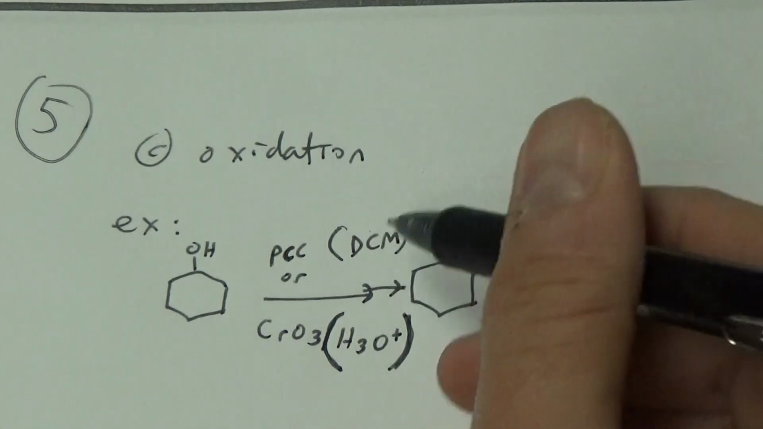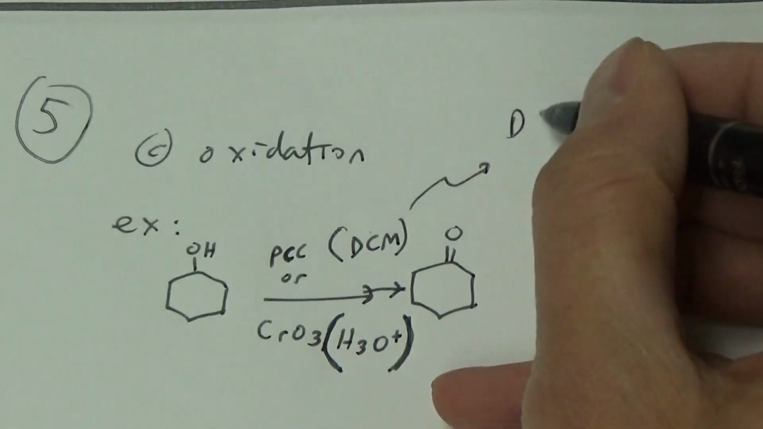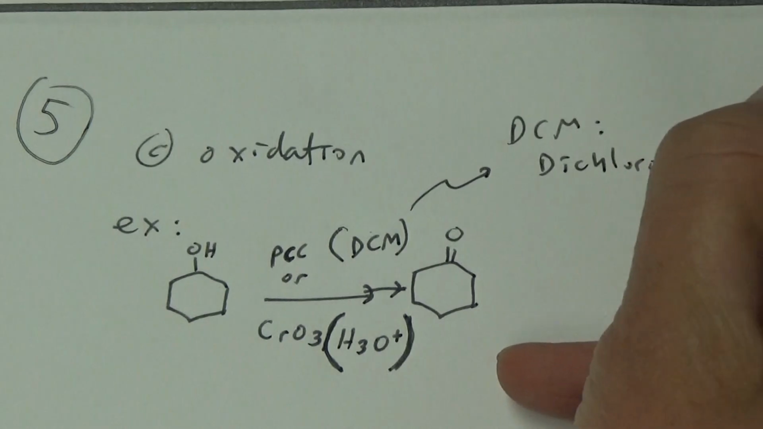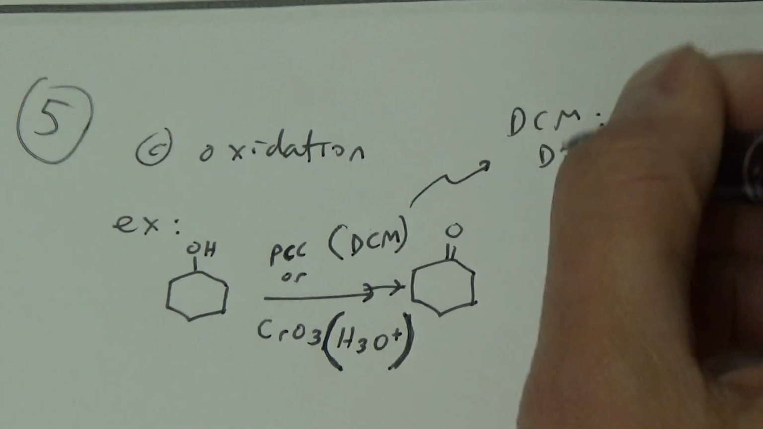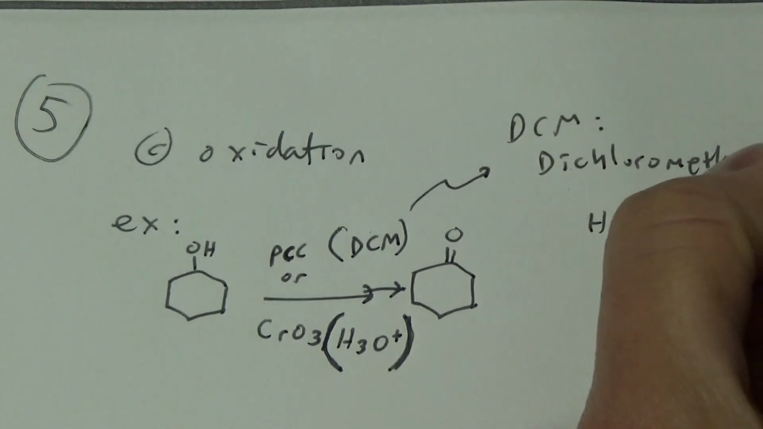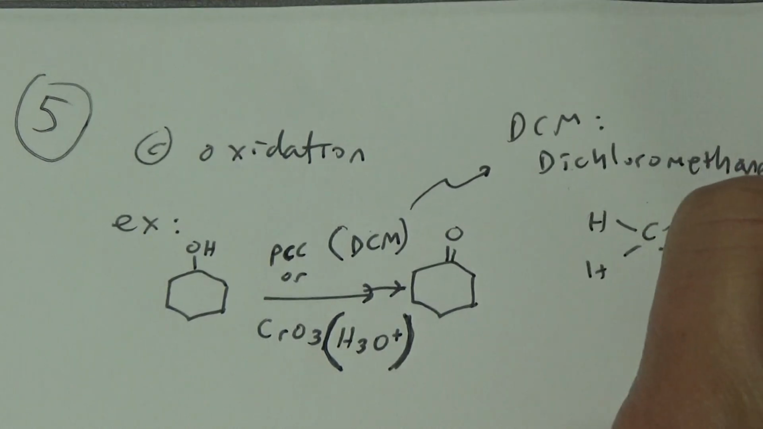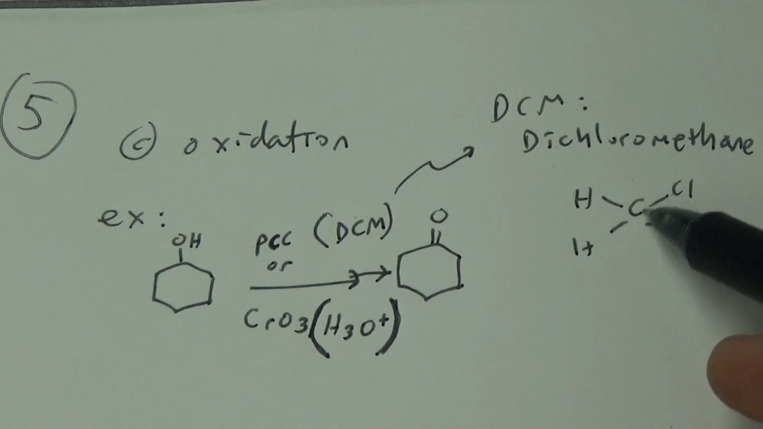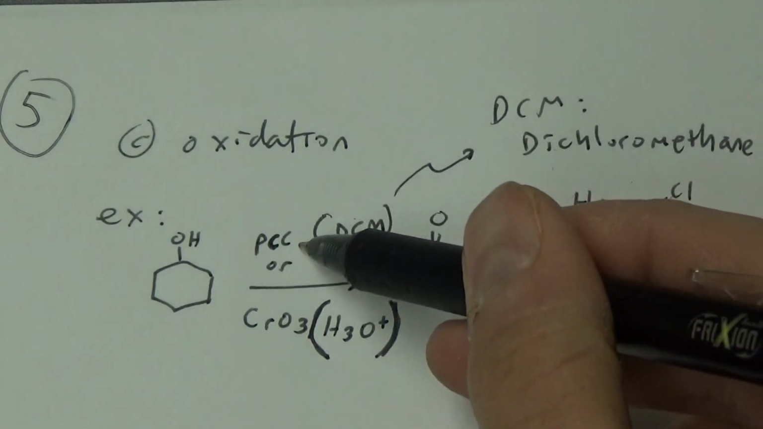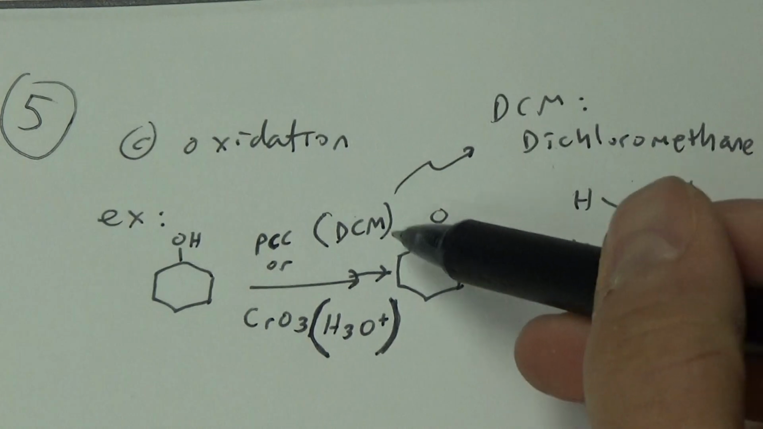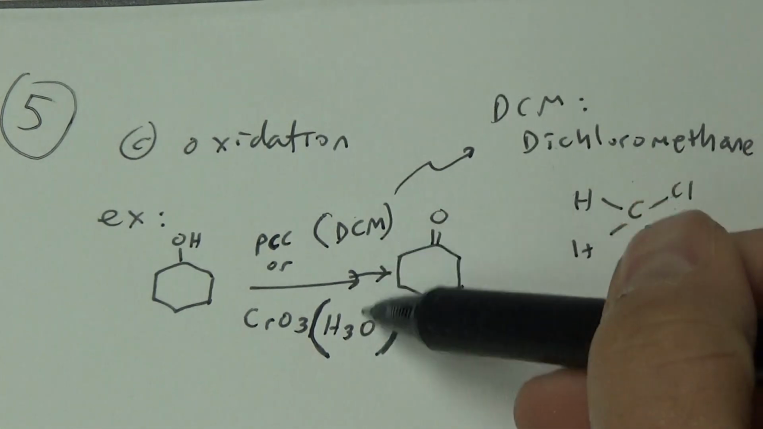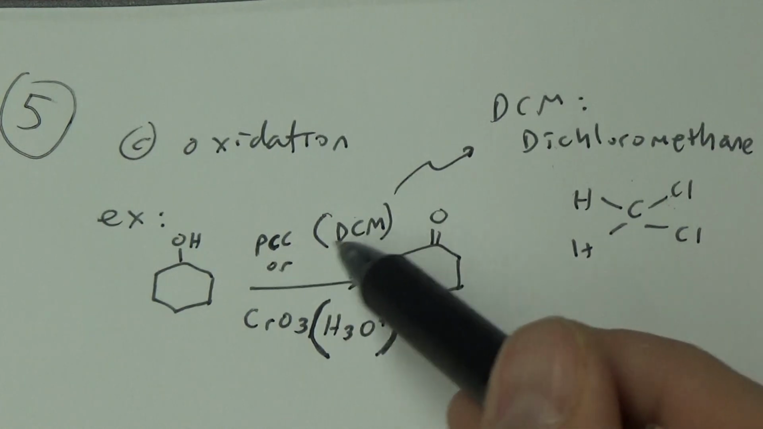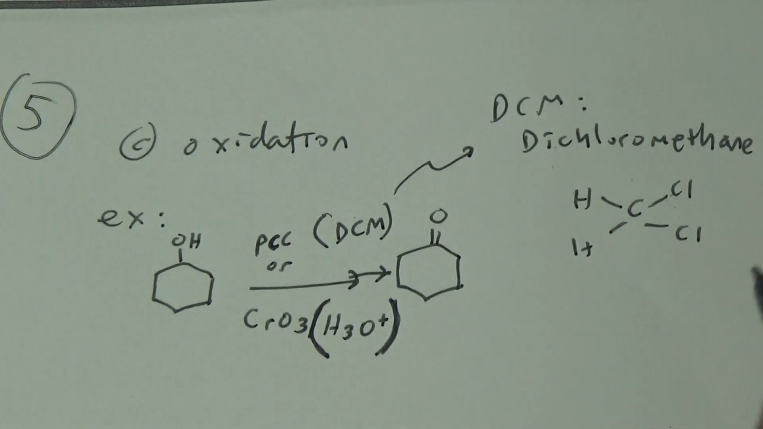What's DCM? DCM is dichloromethane, which is just CH2Cl2. It's a very gentle, inert solvent that's used for a lot of reactions. And DCM dissolves PCC, so that's why we use it. We often skip the solvents, that's why I put them in parentheses. But we'll get back to why DCM is important in PCC reactions a little bit later.